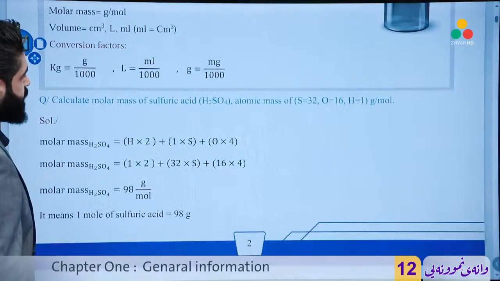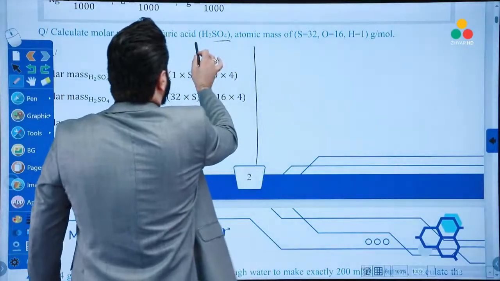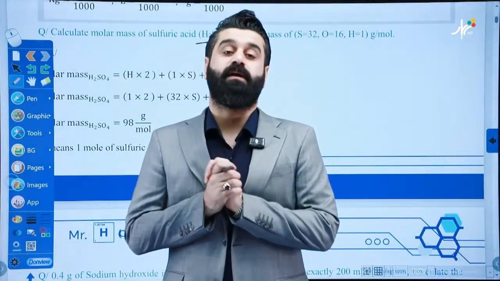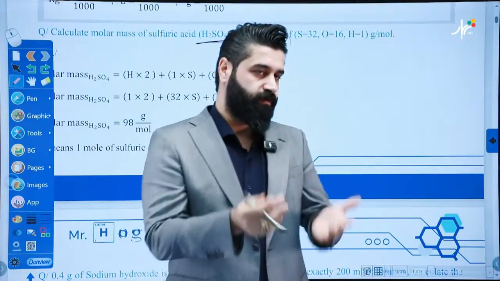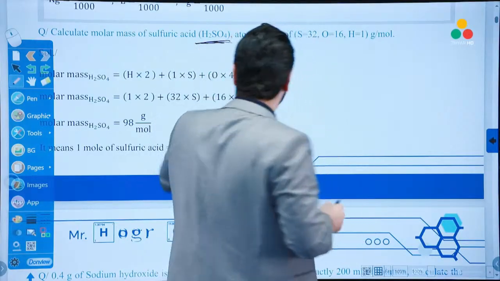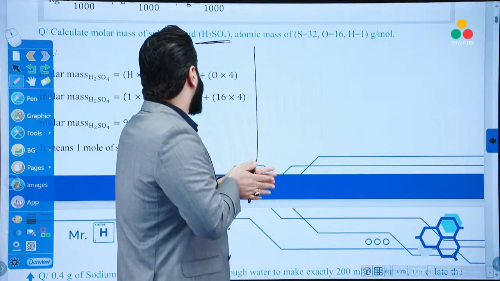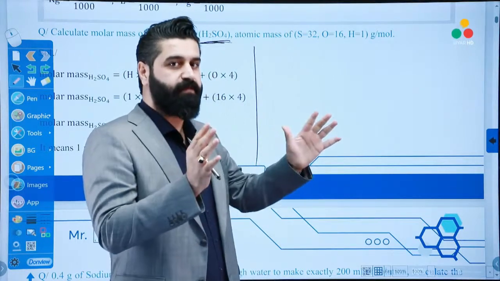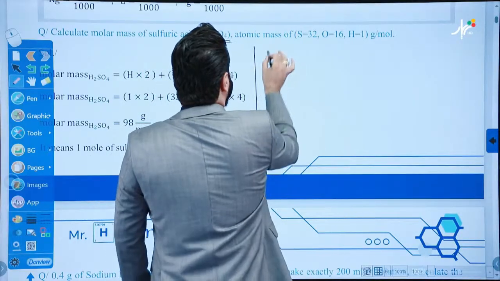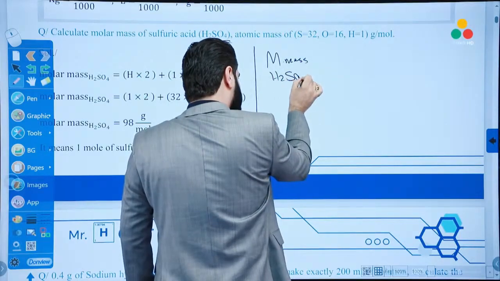Okay, look at this. Find the molar mass of sulfuric acid. You know how to calculate the molar mass. The formula of sulfuric acid is H2SO4. This is the chemical formula of sulfuric acid, H2SO4. You should always remember this. Never forget this. We have this one in almost 8 chapters. Sulfuric acid is, I think, the king of all chemical formulas in grade 12 chemistry.